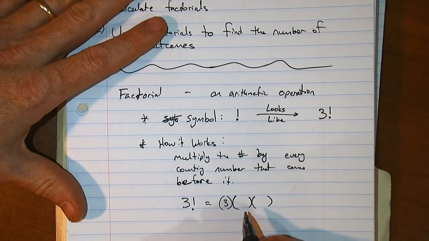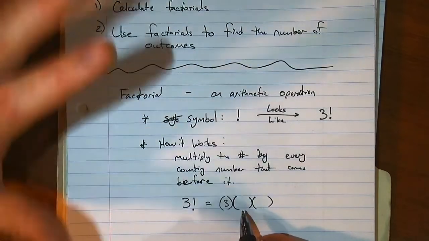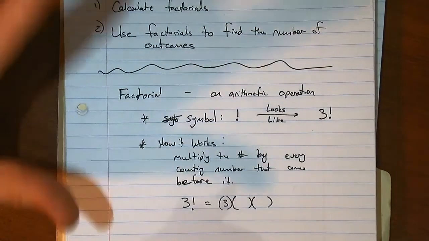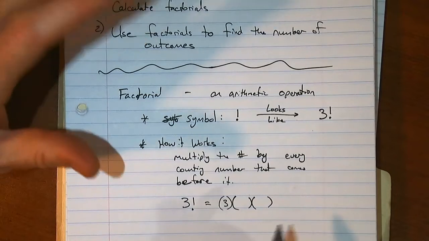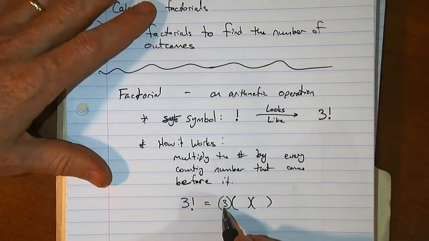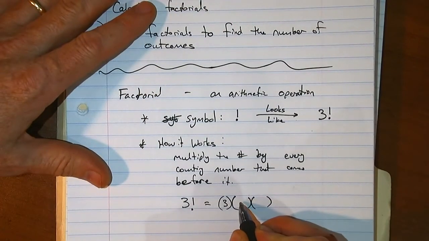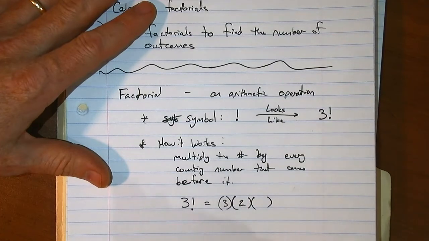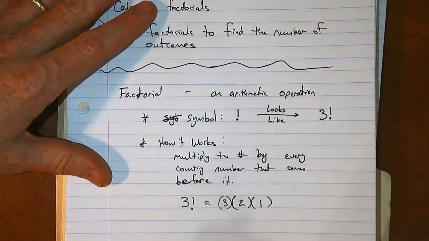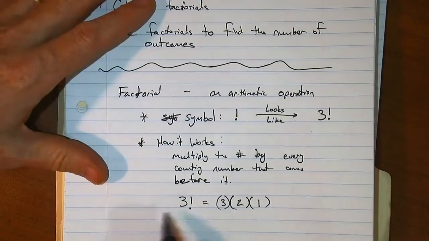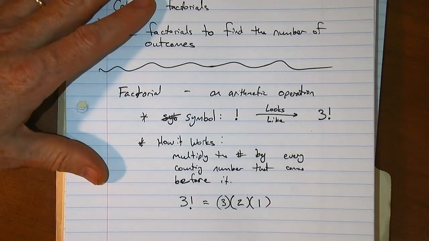So again, remember the counting numbers: there's no decimals, there's no negatives, I'm not using 0, just the normal numbers like you learned them in preschool, 1, 2, 3, 4, 5, 6. So I start with 3, the counting number that comes before 3 is 2, the counting number that comes before 2 is 1, and 1 is the smallest counting number. So on all of these problems, you're going to be done when you get to 1.